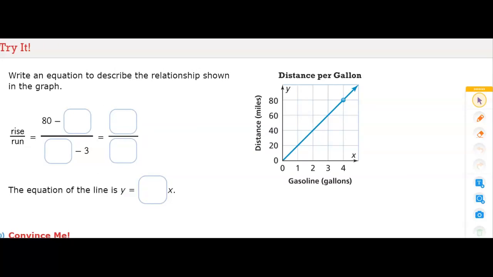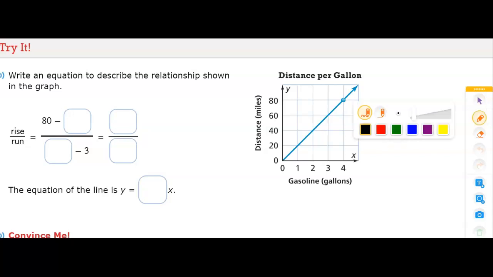Write an equation to describe the relationship shown in the graph. So we have our rise over run equals, and then we use that equation that we learned in the previous lesson, y2 minus y1 over x2 minus x1. They already pre-filled in some of the numbers. So let's find the points that they are using here.